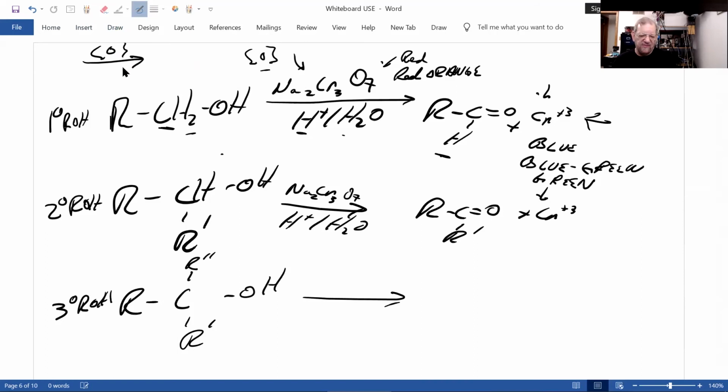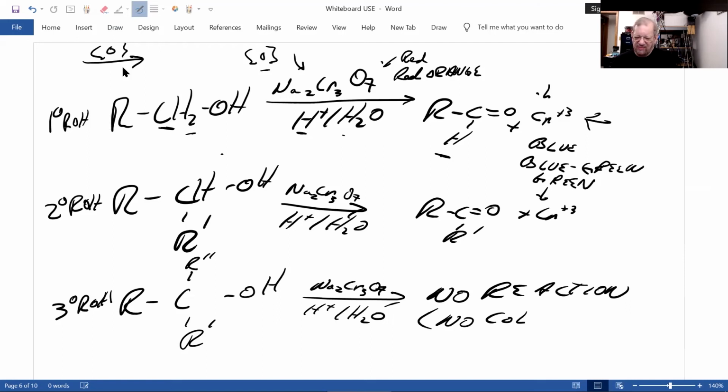And if you take this, you get no reaction. And because of that, you'll see no color change. So this is an excellent way of determining whether you have a primary or secondary alcohol, or a tertiary. If you see a color change, you have a primary or secondary. No color change, you have a tertiary alcohol.